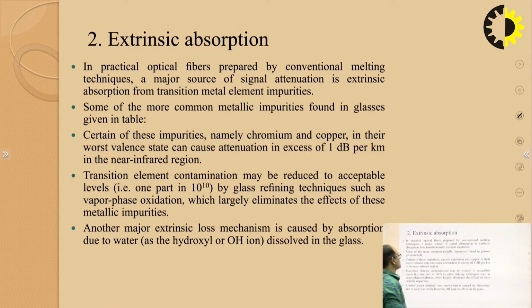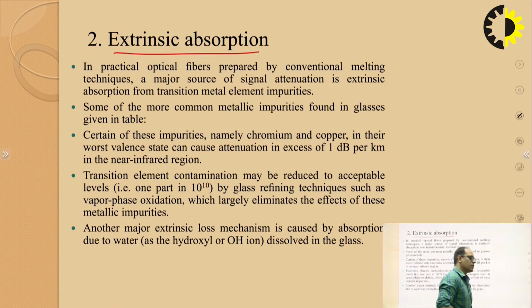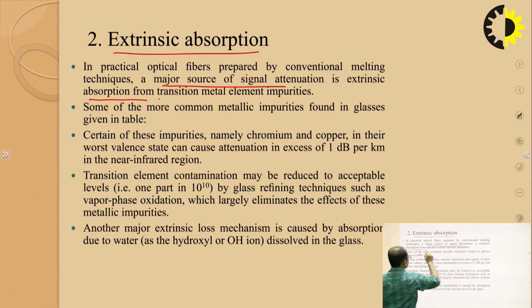Now next one is the extrinsic absorption. As we know, optical fibers are prepared by conventional melting techniques, and during the manufacturing of the fiber, some impurities can be incorporated into the optical fiber, not intentionally, but accidentally, during the manufacturing process. So a major source of signal attenuation is extrinsic absorption from the transition metal element impurities.